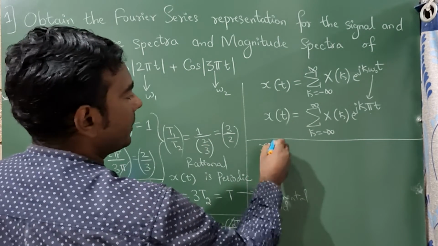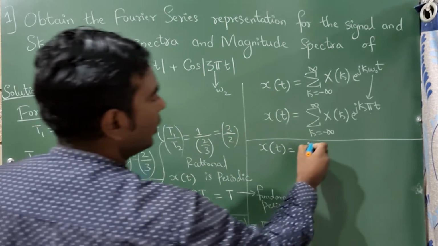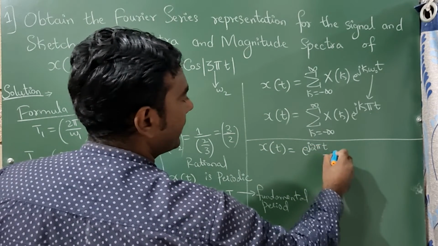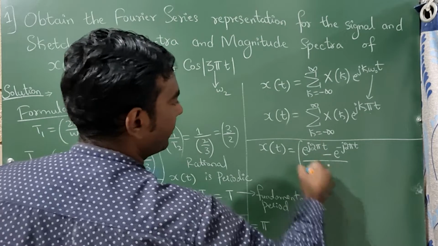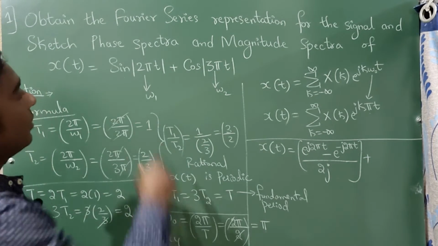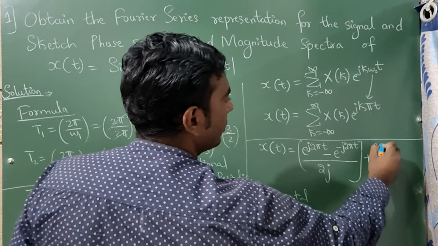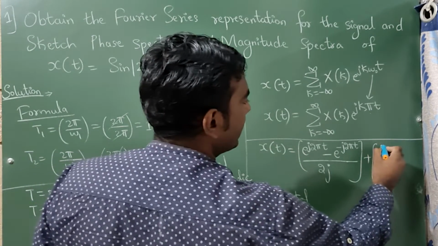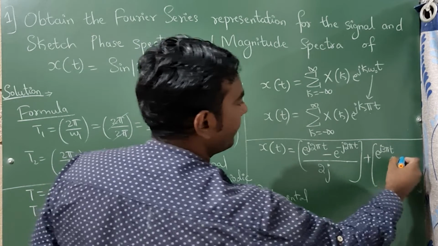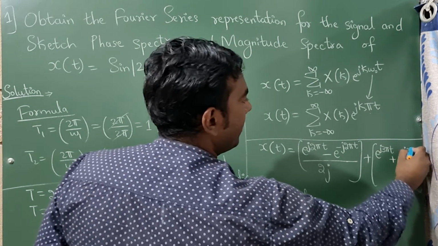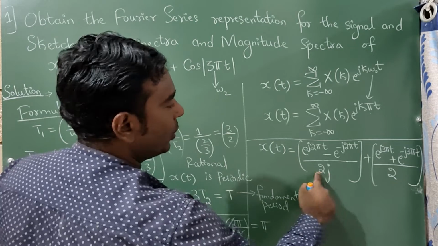Now next, for sine there is a formula: e raised to j 2 pi t minus e raised to minus j 2 pi t divided by 2j. Let me tell you, for sine this is the formula. For cos it is e raised to j 3 pi t plus e raised to minus j 3 pi t divided by 2. There is a minus for sine, for cos it is plus, and for sine it is 2j.